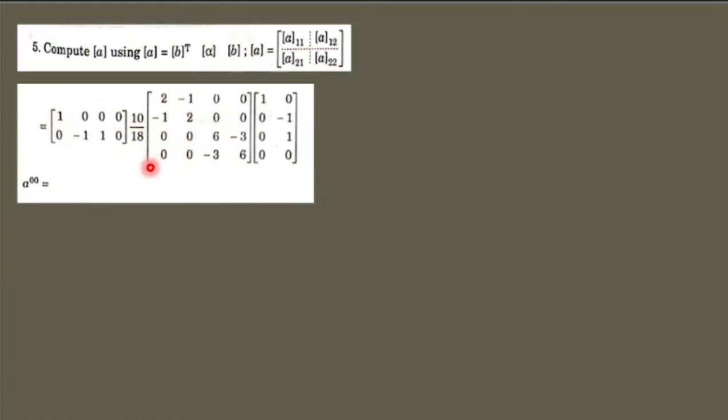You have to tell 2, 1, 0, 0. The next row will be 1, minus 2, 6 and minus 3. So, this will be your answer. Now, multiply this component into the next matrix: 1, 0, 0, 0, 0, minus 1, 1, 0.